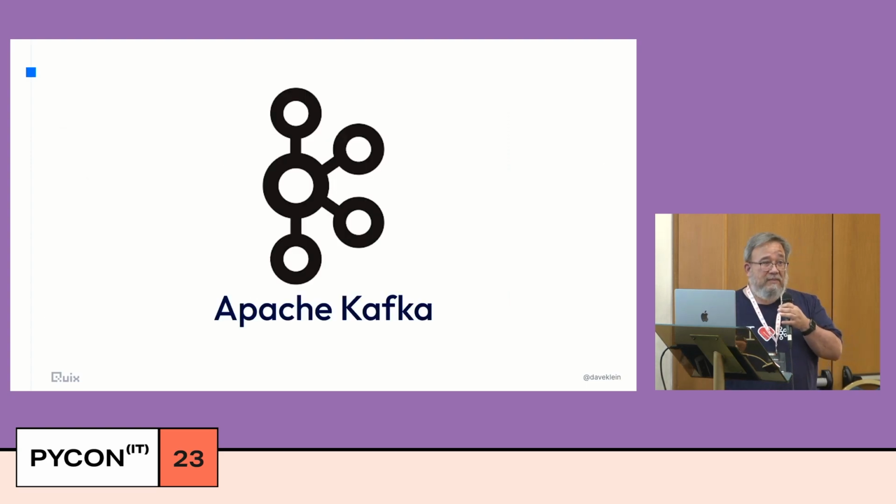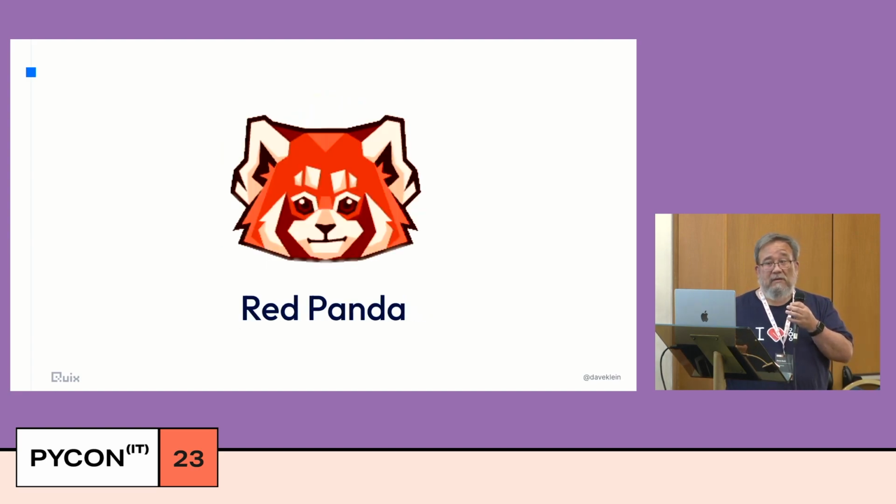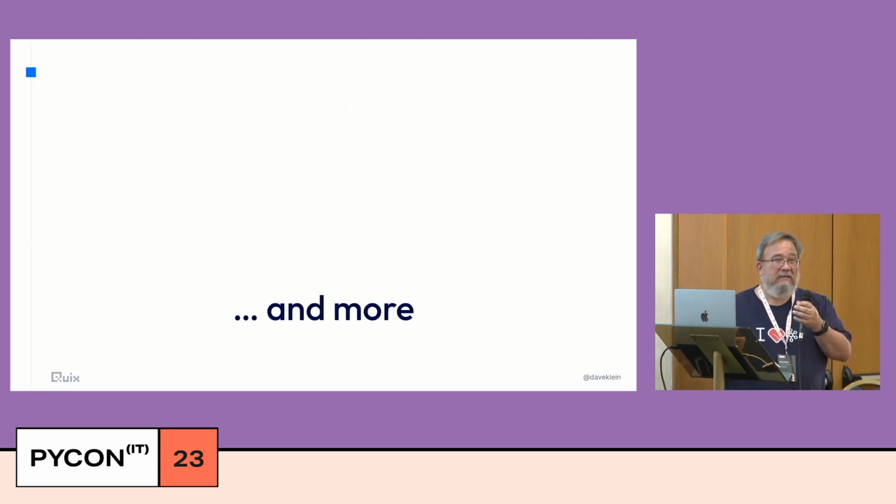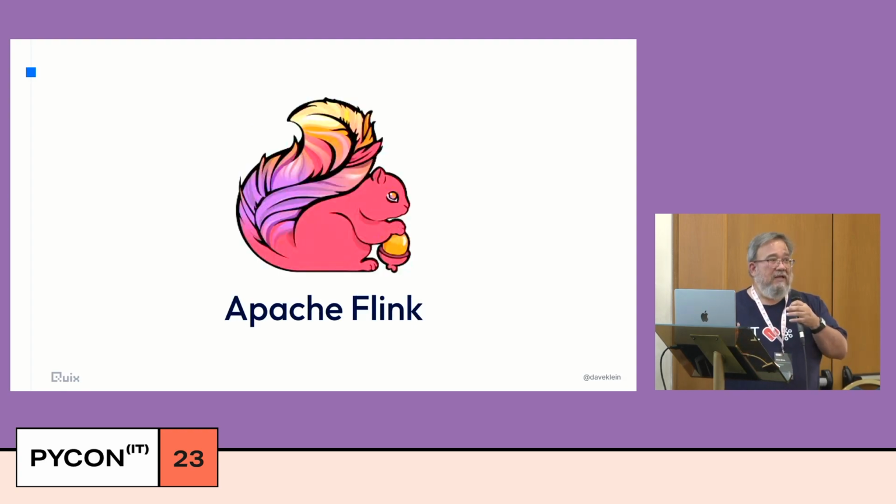So as I said, at the heart of this is a broker. I think Apache Kafka is the de facto standard broker these days, but there are others out there like Apache Pulsar, Red Panda, Amazon Kinesis, and a bunch of others. But again, the lion's share of the market is Kafka, and it's my favorite, so that's what we'll talk about here.